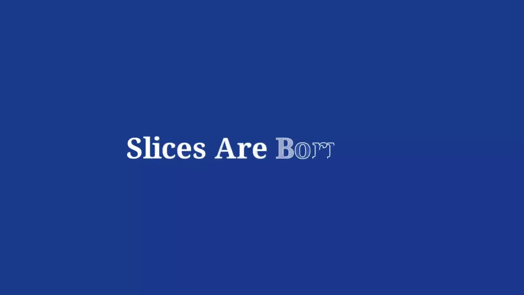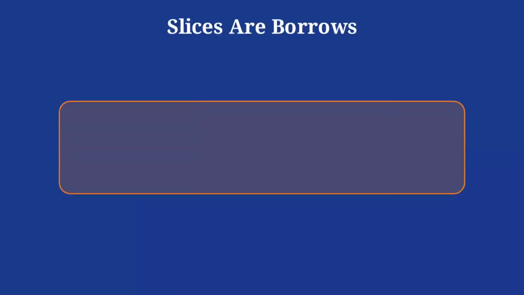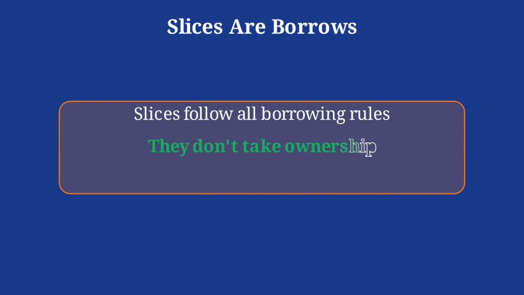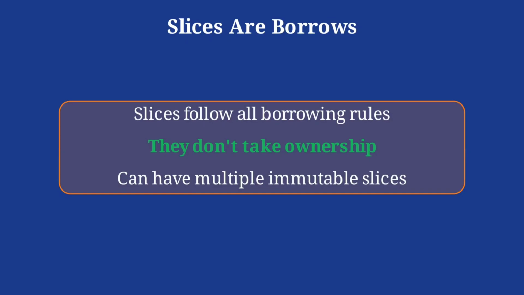The most important concept to remember is that slices are borrows, which means they follow all the same borrowing rules we've already learned. Crucially, they don't take ownership of the data they point to. They just provide a view or a window into it. Because they are immutable references, you can have multiple immutable slices pointing to the same data at the same time.